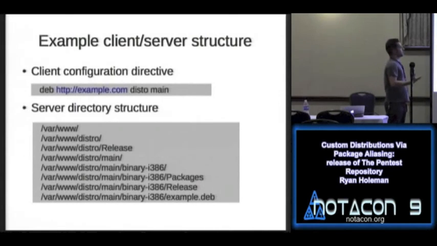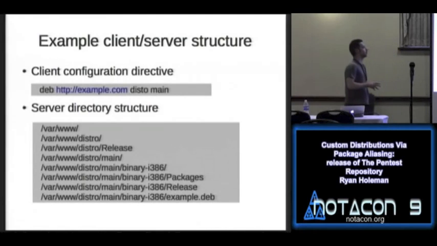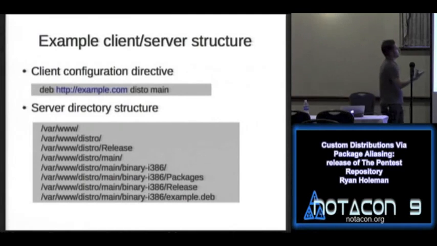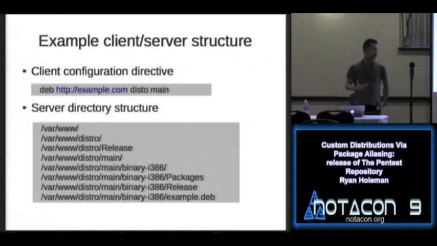At the top is a sample configuration that I showed in the previous slide. A little bit simpler, and its corresponding directory structure on a remote server. So the client, in their configuration file, is going to look for binary packages from URL example.com in a directory distro in the subdirectory main, right?